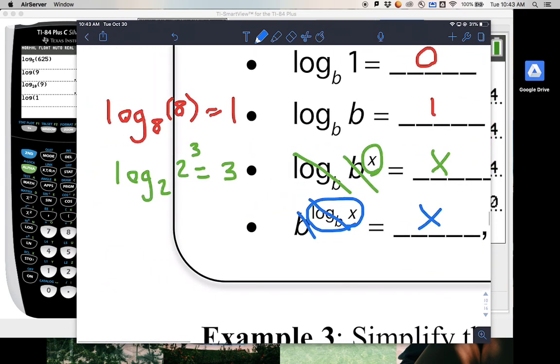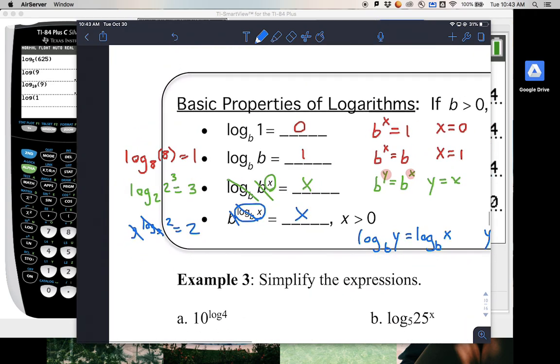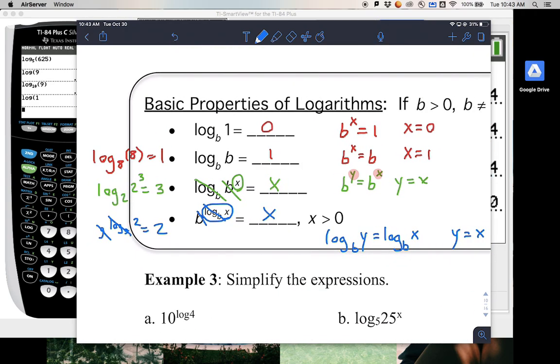And here's something that might look like that. If you have, I don't know, like 9 raised to log base 9 of 2 or something like that, this will simplify down to 2. Those will cancel out. So anyways, do you need to know the setup of these? Not necessarily, but I did want to show you that. But you do need to know these properties here.